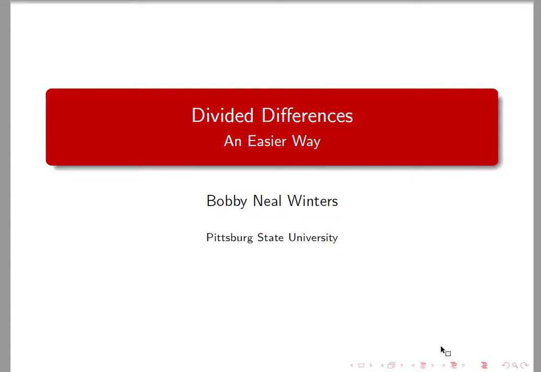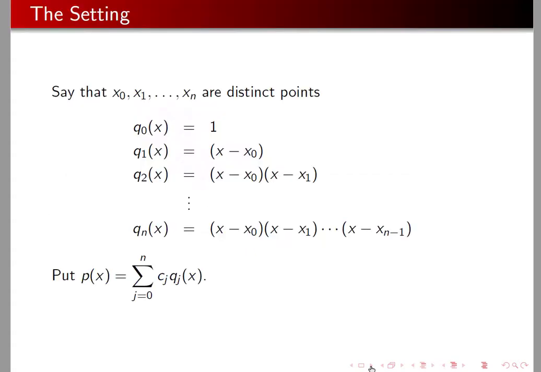Okay, so we want to find an easier way to find our coefficients for our Newton interpolating polynomials. So we're going to study a method called divided differences. And so we'll start off as usual. We'll have n plus 1 distinct points, x0 through xn. And we'll define some polynomials with respect to these points.